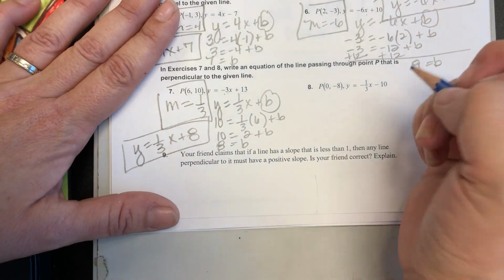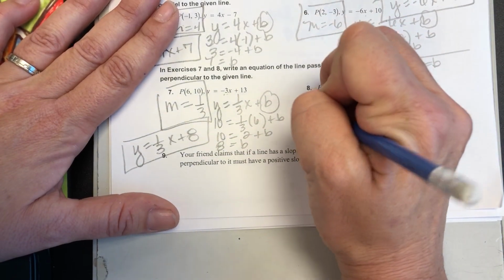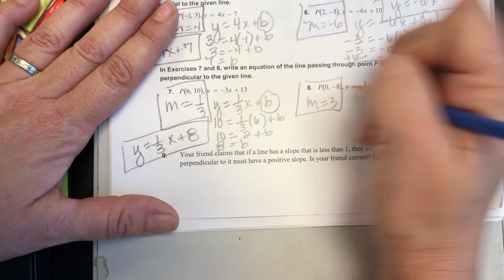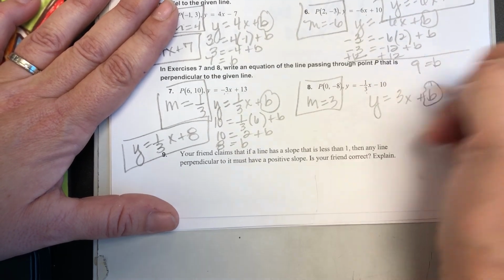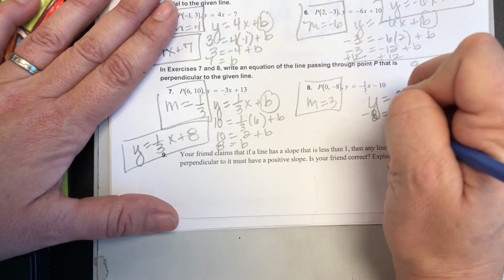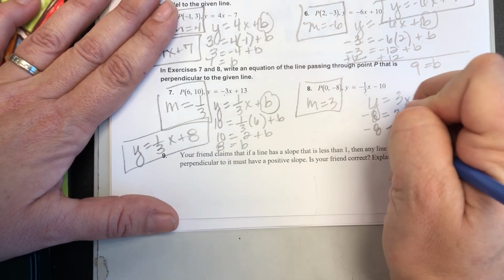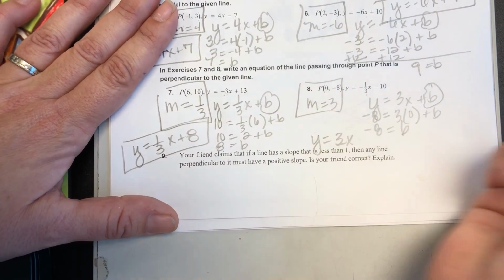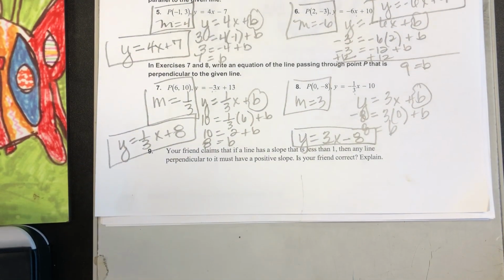Slopes are opposite reciprocals. Right now, I've got -1/3 as a slope for number 8. That means the opposite reciprocal is going to be +3. So I've got y equals 3x plus b. I'll go use my x and y. -8 equals 3 times 0 plus b. -8 equals b. Y equals 3x minus 8 would be the line perpendicular to that one.